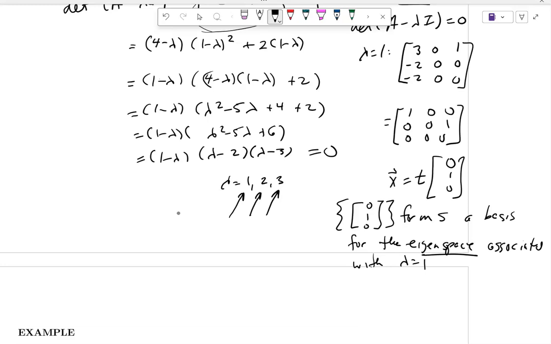No, (0, 1, 0) is only the basis for lambda equals 1. You still have to do lambda equals 2 and lambda equals 3. Yep, you have to do all of them. Each eigenvalue will have a different eigenspace associated with it. So we would also need to do lambda equals 2 and lambda equals 3.